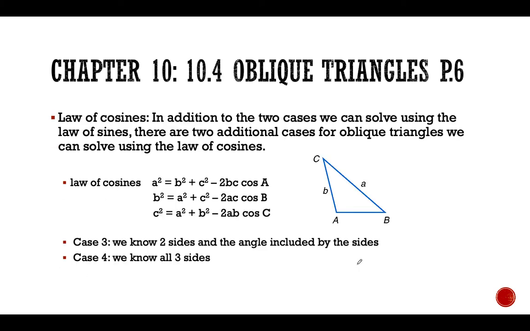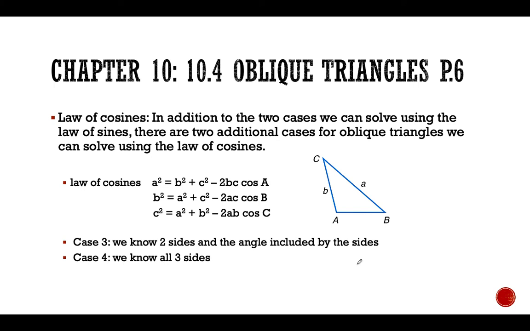Now let's move on to the law of cosines. In addition to the two cases we can solve using the law of sines, there are two additional cases for oblique triangles we can solve using the law of cosines. These are cases where the law of sines won't work.